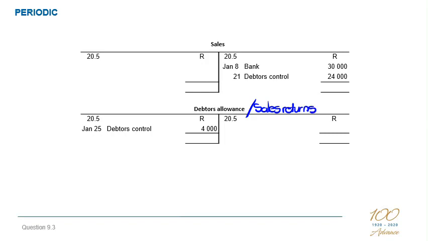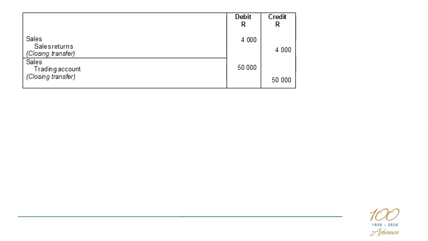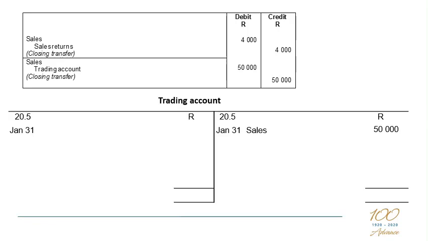So if we start our process of closing off these income and expense items to the trading account, I still have a sales and a sales returns account. So I can start by closing off my sales returns to my sales account and then take my net sales to my trading account. So in the trading account, I'm going to end up with a net sales of the same value. Remember, I can just draw the pictures.